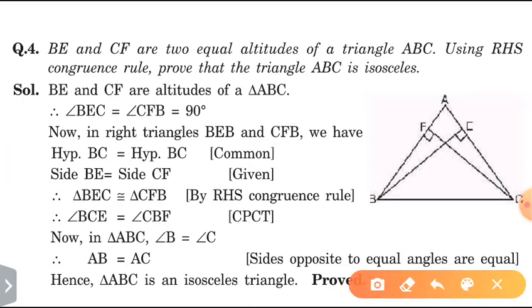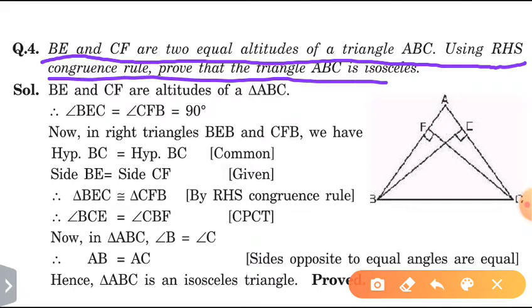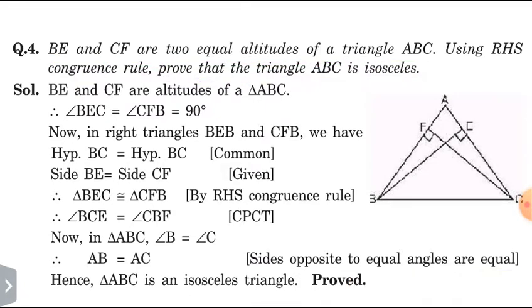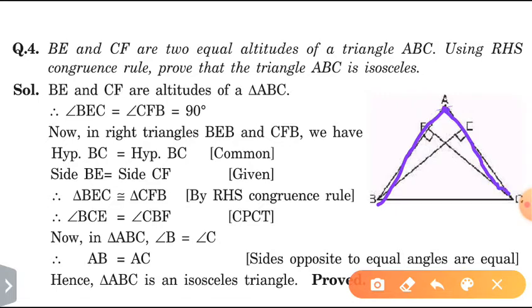In question number 4, BE and CF are the two equal altitudes of the triangle. Using the RHS congruency rule, you have to prove that triangle ABC is an isosceles triangle. If you want to prove any triangle isosceles, you have to prove either AB equal to AC, or you have to prove that angle B equal to angle C. But we have to use the RHS congruency rule, and the figure is also not given in the question.